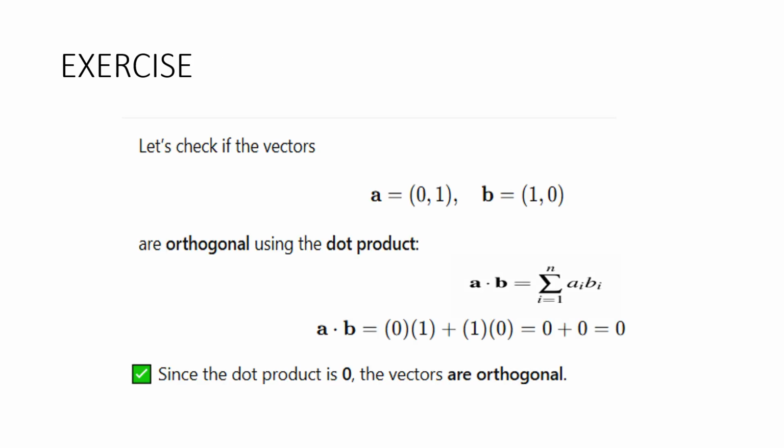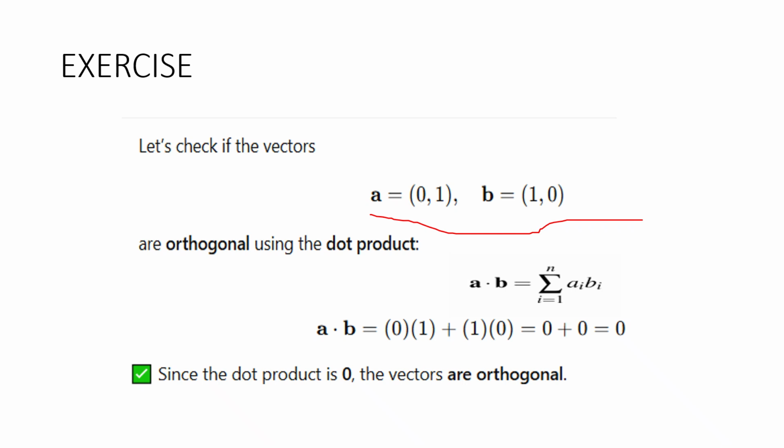Now let us look into a problem. Here we are asked to check whether these two vectors are orthogonal. Orthogonal means they are independent. So what is the condition for orthogonal? After computing the dot product, if you get the value 0, it indicates that the vectors are orthogonal. Let us look into this example. How is this dot product calculated?